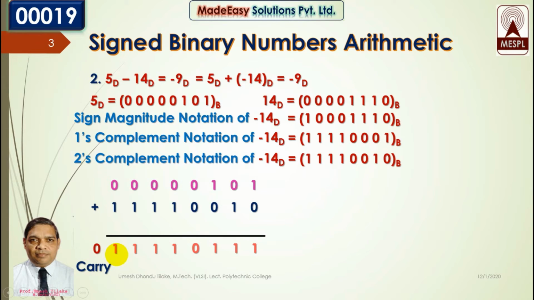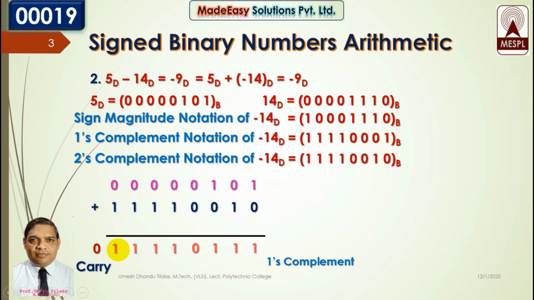Now here the MSB bit, that is the sign bit, is 1. That means the result is negative and in 2's complement form. So to get the result in original form, take the 2's complement of this number again. So first find the 1's complement. So all these magnitude bits will be inverted.